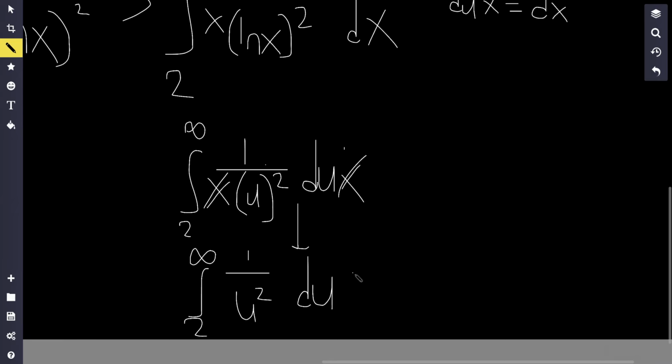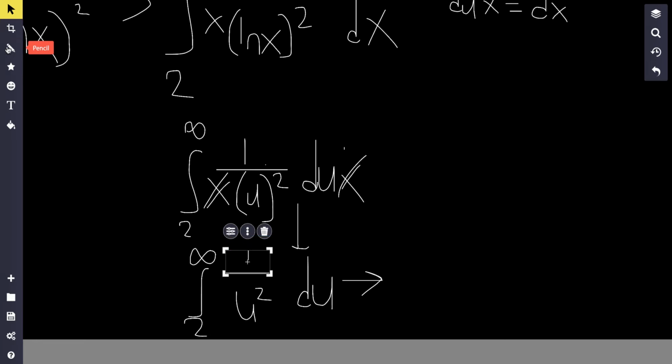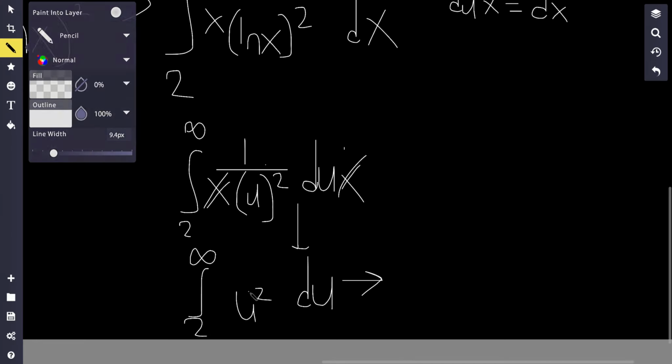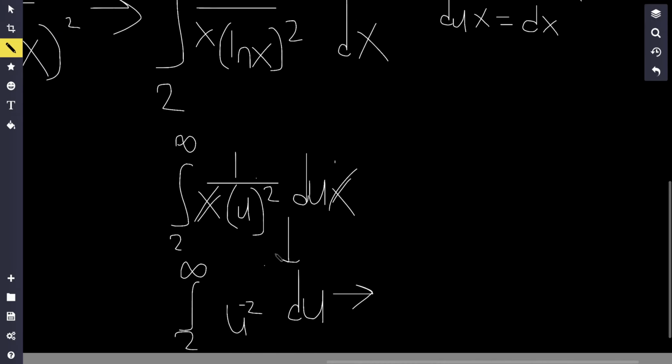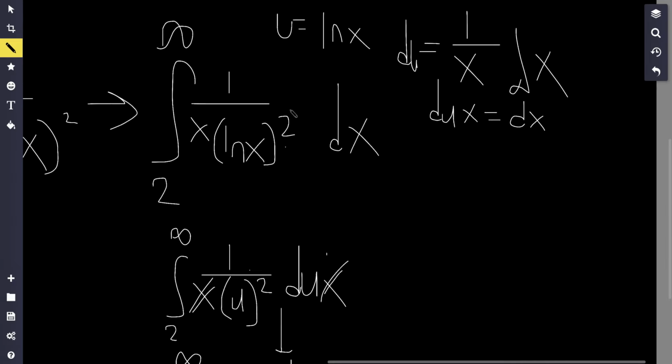And now we can just use our reverse power rule. So 1 over u squared is the same thing as u to the negative second power. So then just do the reverse power rule. And actually for this problem, it might be easier to change the bounds. Like you don't have to change the bounds. Usually I do not like to change the bounds. But it looks like for this problem, let's just change the bounds for the fun of it, I guess to practice.